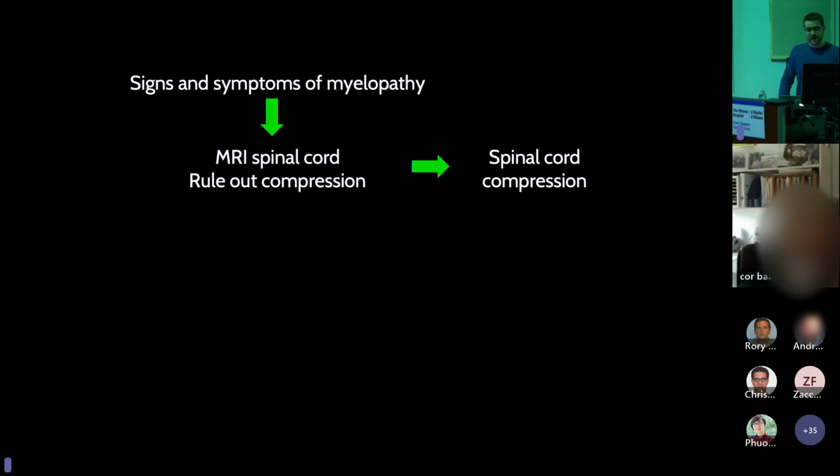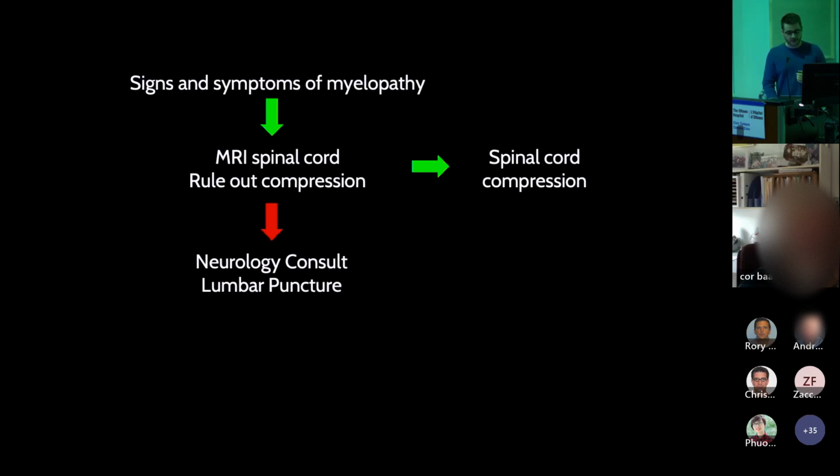So on the MRI, if you do see signs of compression, you go down your compressive differential, which can include trauma, degenerative cervical myelopathy, tumors, or epidural collections. If there are no findings of compression on an MRI and the patient has significant symptoms, the patient likely warrants consideration for a neurology consult and an LP for diagnostic therapy. The purpose of the LP is to look for inflammatory changes.